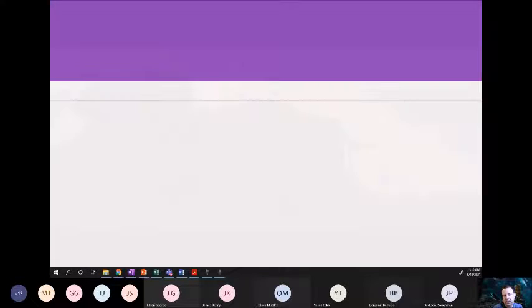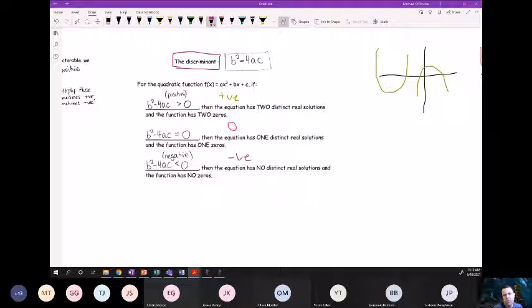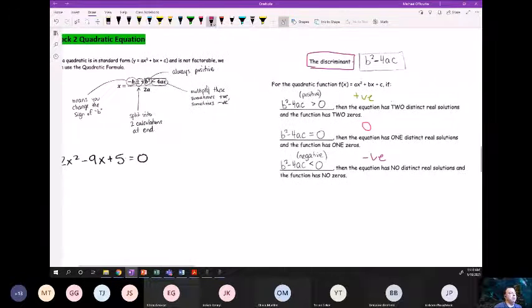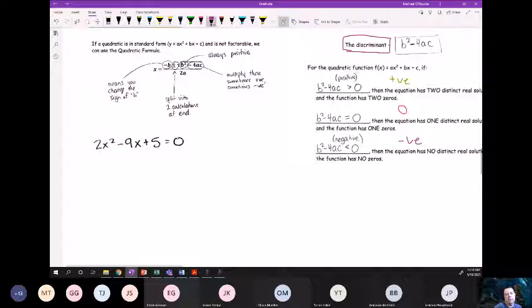So we're going to start with, actually we're going to do this for every question. We're just going to start doing the discriminant first to figure out if it's solvable or not. Okay? So if we go over here, we're not going to worry about the quadratic equation yet. First thing we're going to do is the discriminant to figure out if it has two answers, one answer, or no answers.